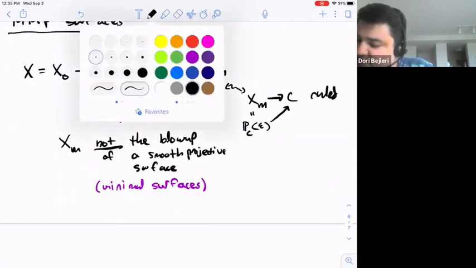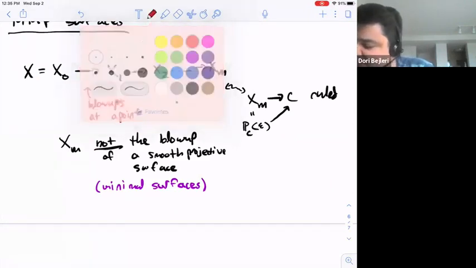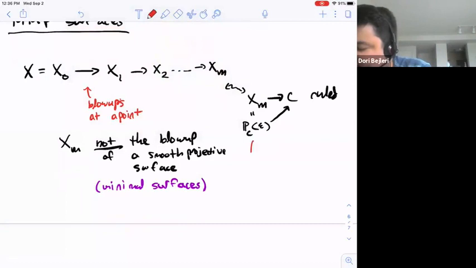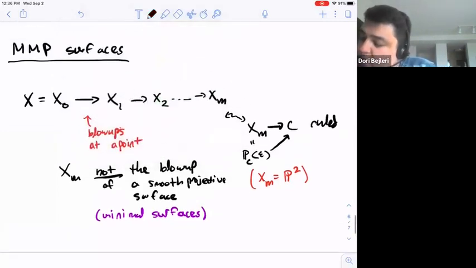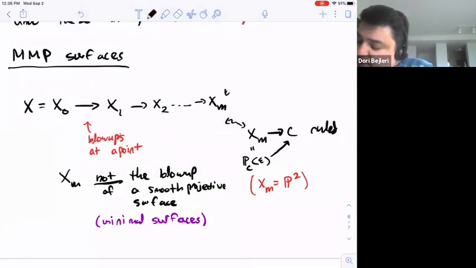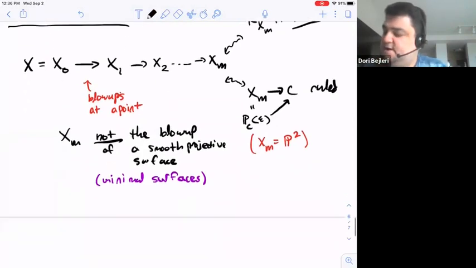And actually, as a subcase of this, there's also the case where XM is P2, which is birational to one of these ruled surfaces. So we'll include that in this ruled surface case. Or the other possibility is that the canonical divisor of XM is Nef. And so I have to define Nef.